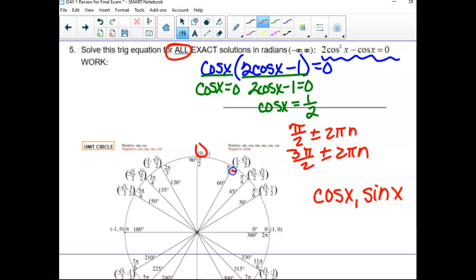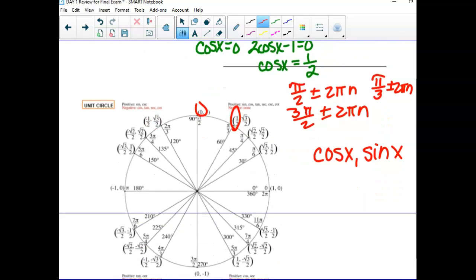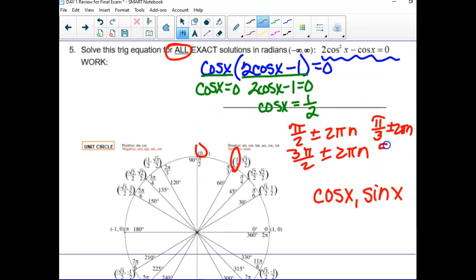And then the places where cosine is 1/2 is here at pi over 3 plus or minus 2 pi n, and at this one, which will be 5 pi over 3. There are definitely shorter ways to write that. Yes.